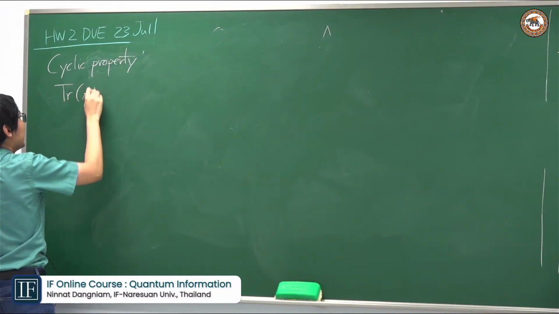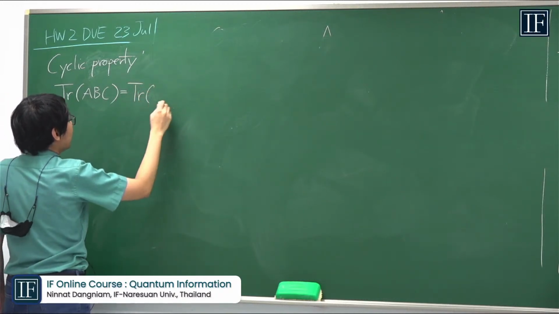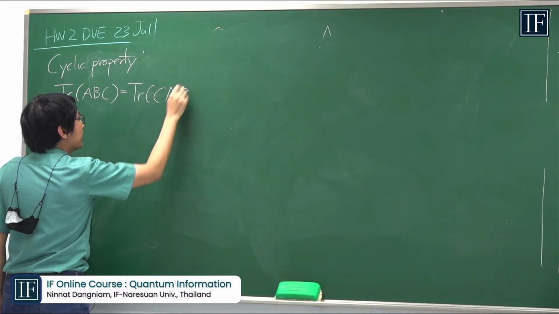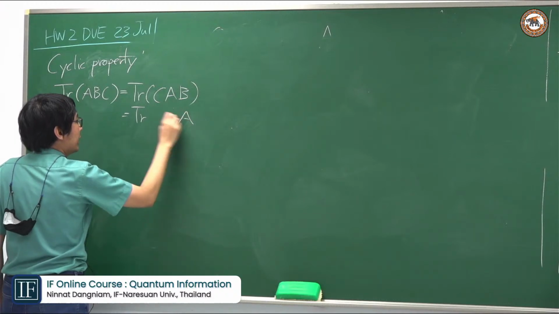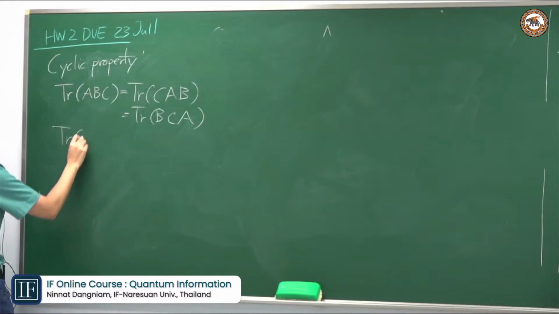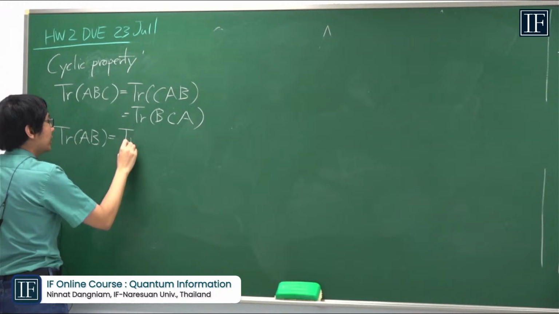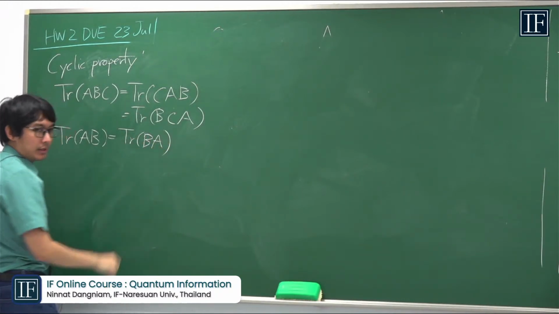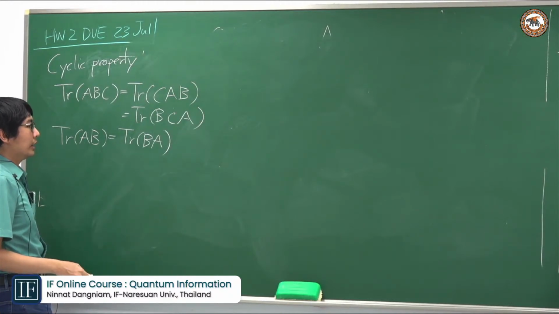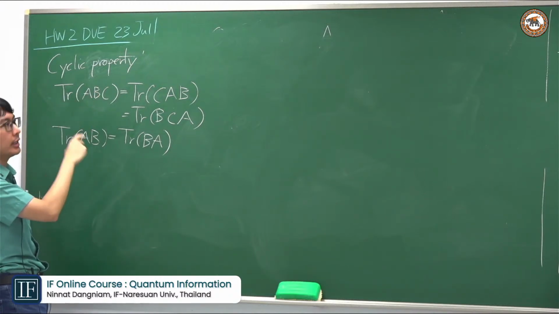Which is to say that if I have some operators, then I can permute them cyclically, and the trace would still be the same: A, B, C. So clearly it means that if I have a product of two matrices in here, then I can switch the order. But it's just not true that if I have more than two products, then I can switch them to any order. It has to be a cyclic order.